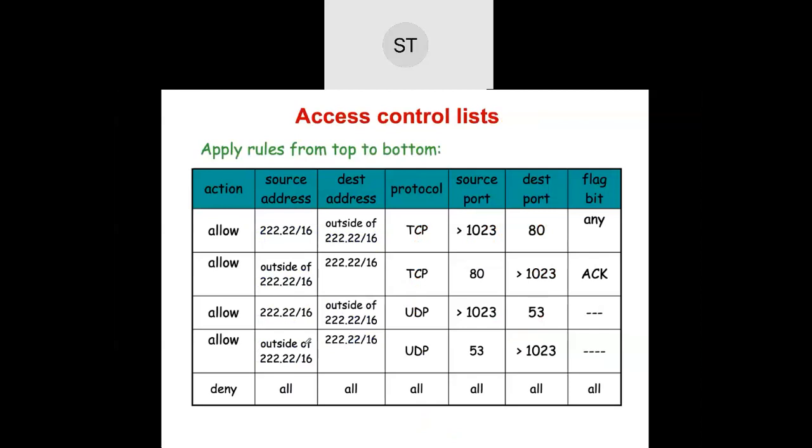If you look at this kind of table, you can see simple rules. The protocol is this, the port is this, allowed or not allowed. On that basis, it will take this decision. Action is allow, action is deny.